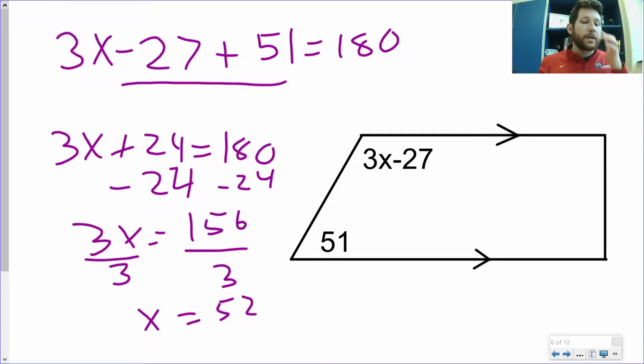So notice how we did that. We added them up, set them equal to 180. We did not set these equal to each other because they're not equal to each other. Look, these angles don't look the same size, so don't set them equal to each other.